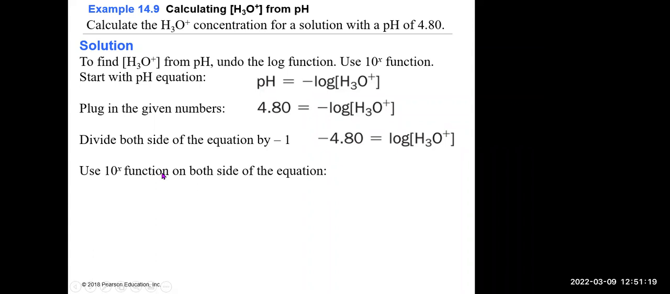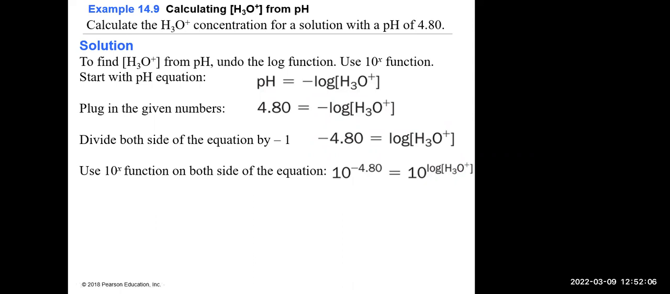Then you will use this function because the base 10 exponential function and the base 10 logarithm function are inverse functions of each other. On the left, you use the base 10 exponential, so you get 10 to the negative 4.80. On the right, you get 10 to the power of log H3O plus. What happens is that the exponential function and the logarithm function are inverses of each other, which means they cancel, so they don't do anything.